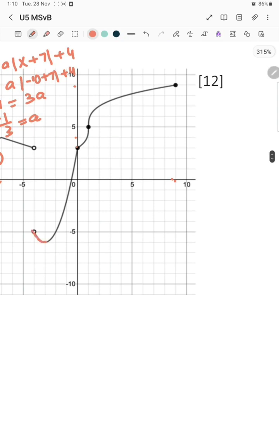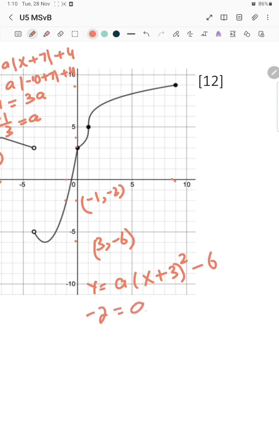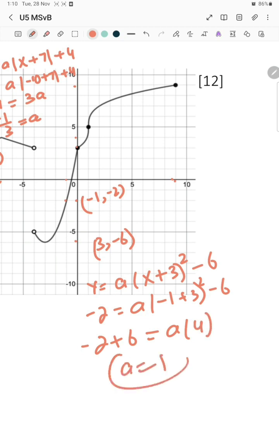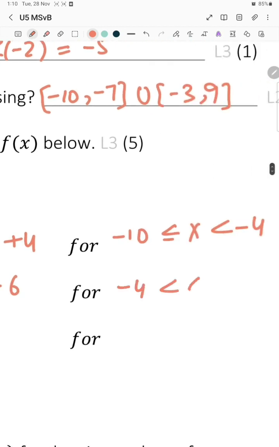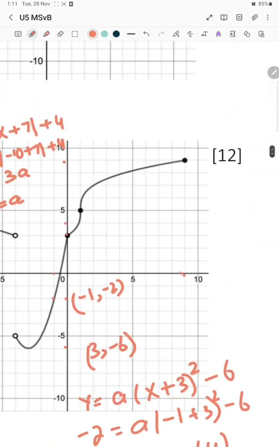The next is quadratic. Three and minus 6. The last one is the cubic function.